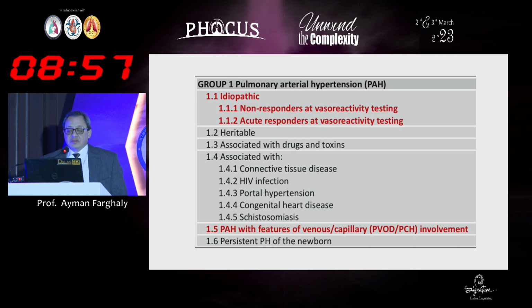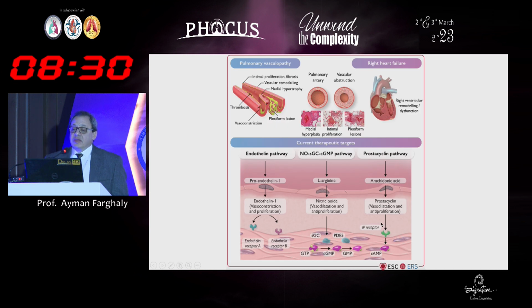But you look here that the non-responders and the acute responders have been separated, and they have a very special category, as you see in the red. And then pulmonary hypertension with features of venocapillary involvement, pulmonary veno-occlusive disease, or pulmonary capillary hemangiomatosis, PCH, have been grouped in a special group, as you see here. So this is the vasculopathy that we are looking for the targeted treatment.